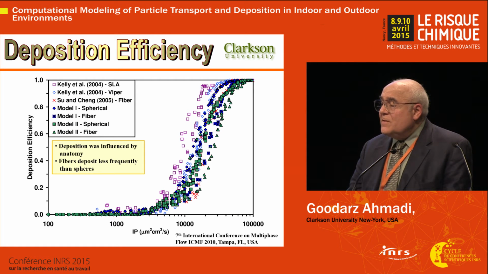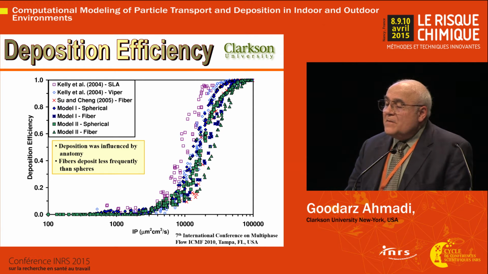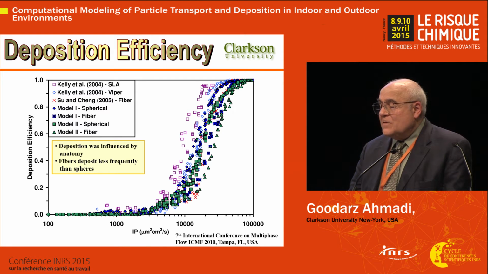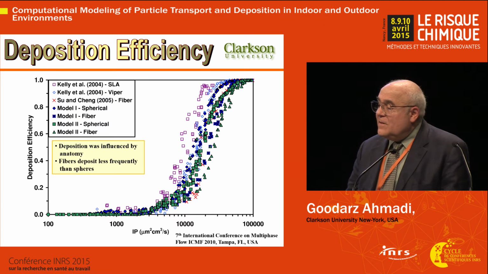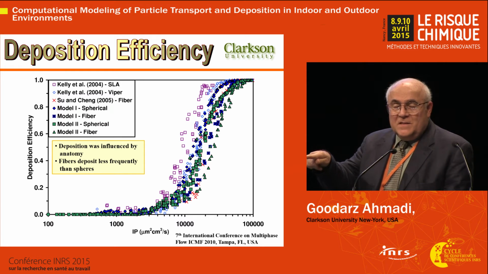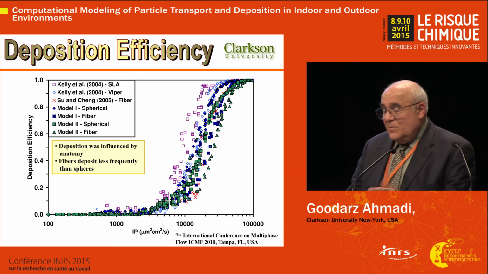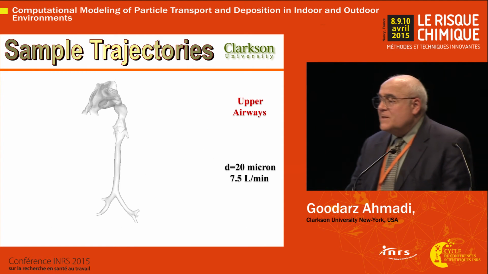These are some comparisons of our fiber study in the nose, compared with the data of Kelly and other people, and with the spherical particles and some experiments by Su and Chang and others. Interestingly, this is versus the impaction parameter. If you look at the detail, the fiber data is in the lower part of this graph, because fibers typically stay straight in a shear field, and that will reduce the deposition, at least in the nose. It seems that way. We have done more complex geometries.